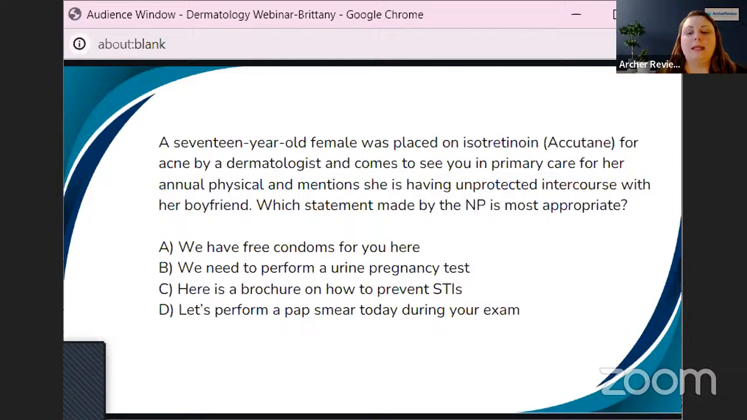And we need to perform a urine pregnancy test here. So that's going to be immediate referral back to the dermatologist. We're going to need to be stopping that medication or coming off, weaning down, whatever needs to be done, and getting her off of that immediately and getting the correct birth control in place before it is restarted. So very good. B is correct.